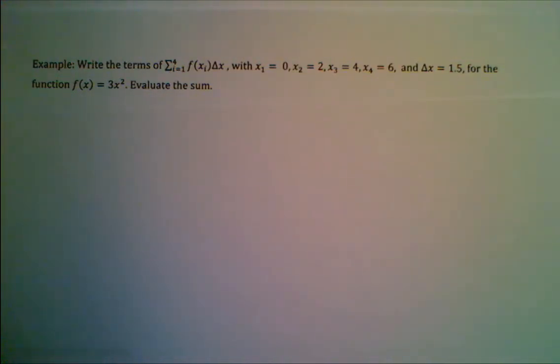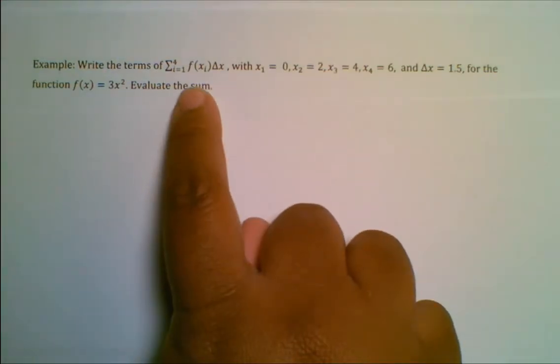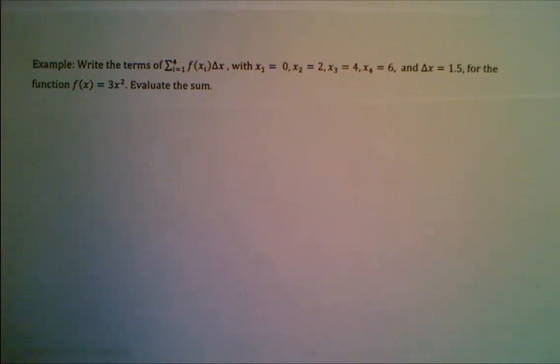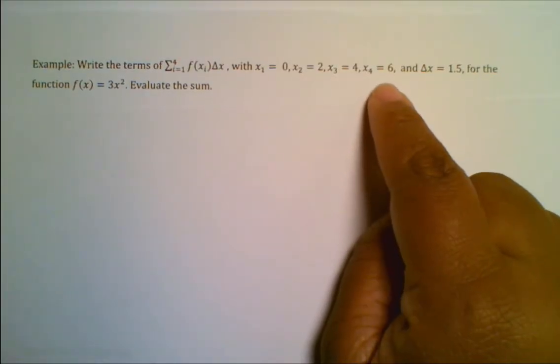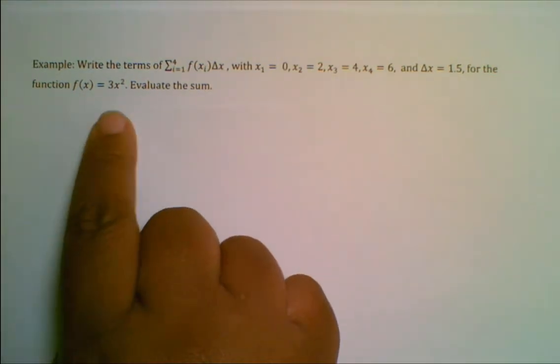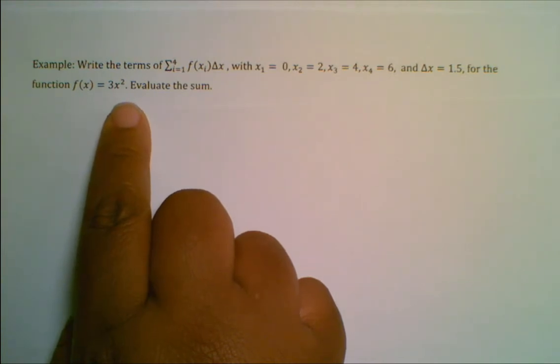All right, so we have here, write the terms of the sum of f of x of I times delta x, and I'm going to talk about that as I goes from 1 to 4, with the first term x of 1 being 0, the second term x of 2 equaling 2, the third term equaling 4, the fourth term equaling 6. And it says delta x is equal to 1.5 for the function f of x is equal to 3x squared.